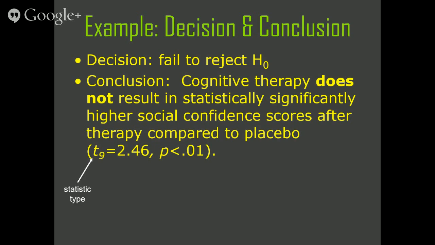We put the statistic type, so a T. Sometimes the statistics require some modification, usually degrees of freedom. So we're going to put the degrees of freedom. Sometimes that just goes in some other parentheses when people can't figure out how to do subscripts. We put the value of the observed statistic. So 2.46 was T observed.